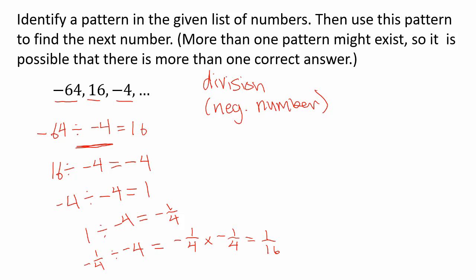So the series, after all that's said and done, would look like negative 64. If our conjecture is true that we divide each of the terms by negative 4 to get to the next term, then our series starts off here. We end up at positive 1, negative 1/4, and positive 1/16, and so on and so on.